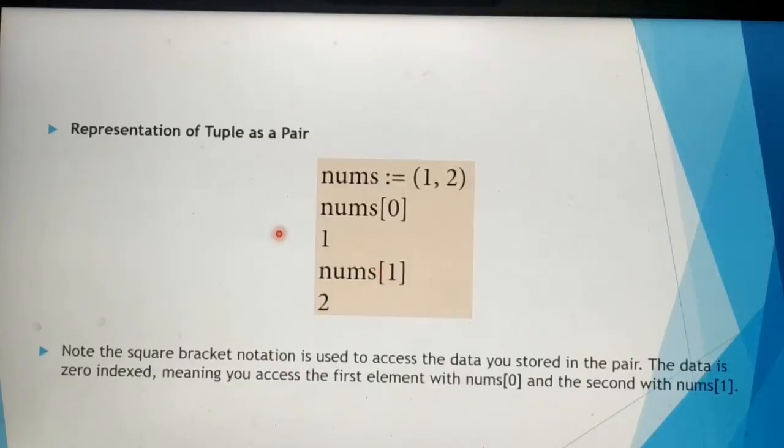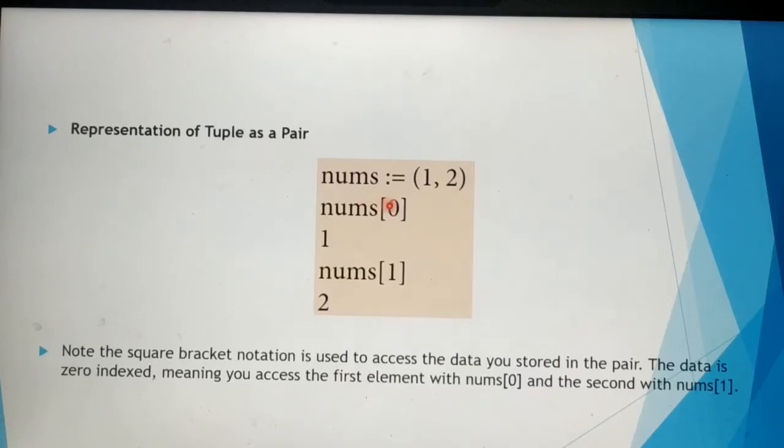Here given the pseudocode for the representation of tuple as a pair. Here nums is the tuple name is equal to (1, 2). In this tuple we are having two elements 1 and 2. The tuple elements must be given in the parenthesis and separated by comma. Next its index value starts from 0 and 1. Here we have only two elements. So its index are 0 for 1 and 1 for 2.